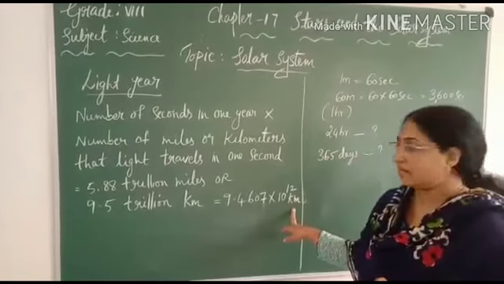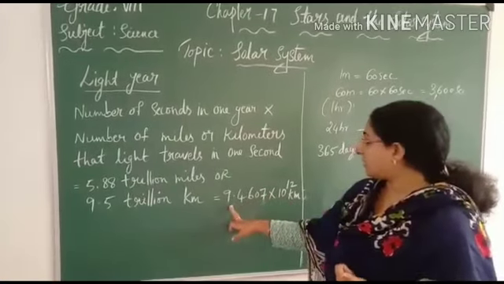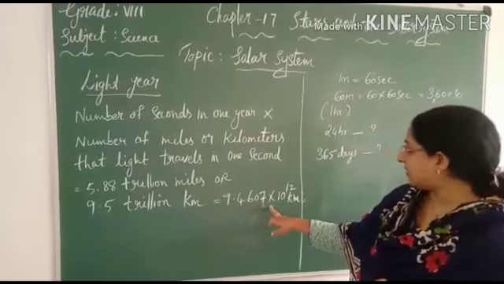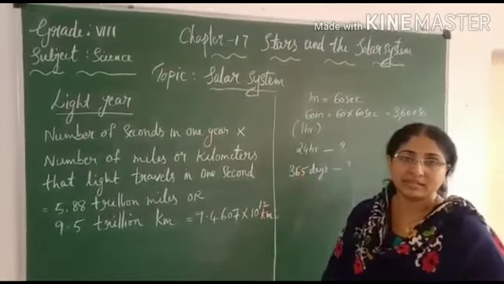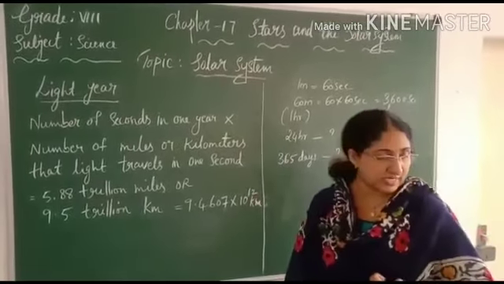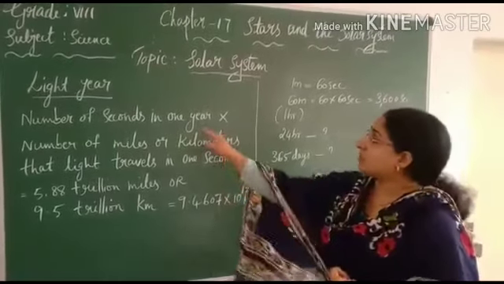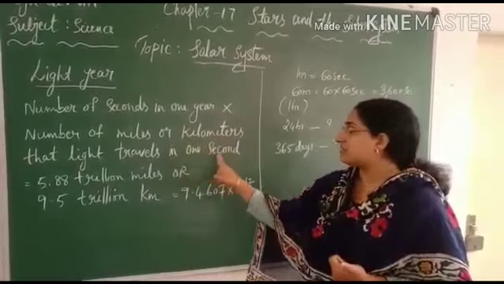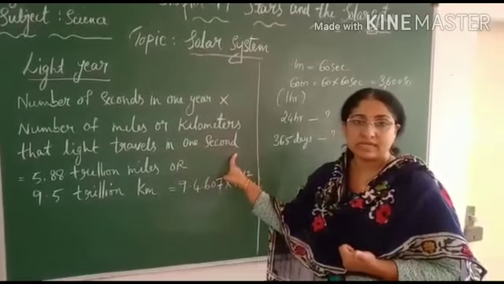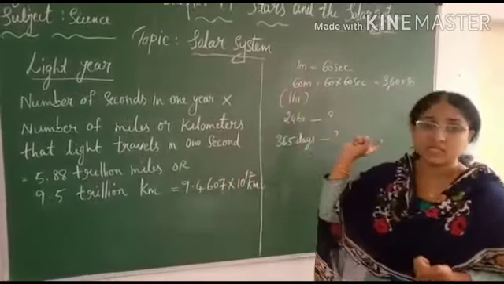That is the value. Clear? So what is the value? 9.4607 into 10 to the power of 12 kilometers. That is 1 light year. I hope you understood now what is light year. So the number of seconds in 1 year multiplied by the number of kilometers light travels in 1 second, that is called light year. So next we can learn about the solar system.